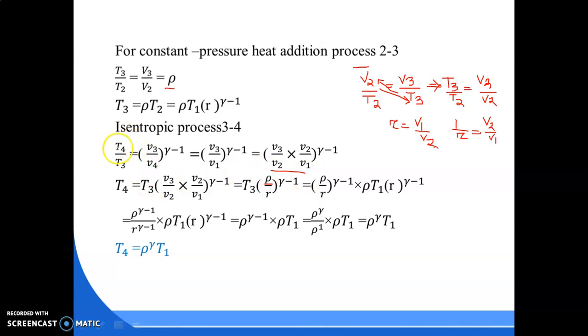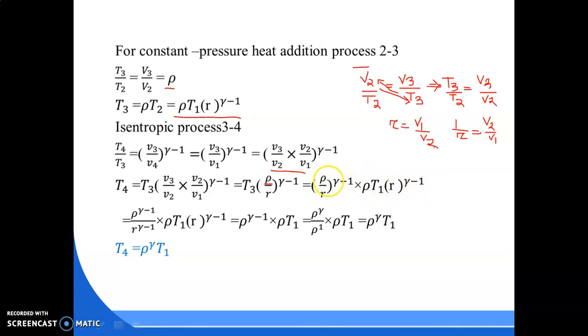So we know that T4 by T3 is equal to (rho by R) to the power gamma minus 1. Then what is your T4? T4 is equal to T3 into (rho by R) to the power gamma minus 1. What is your T3? T3 is equal to rho into T1 into R to the power gamma minus 1.